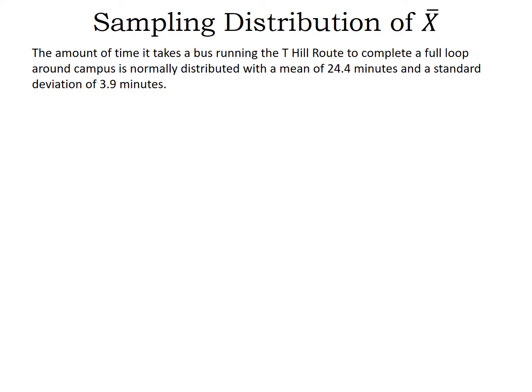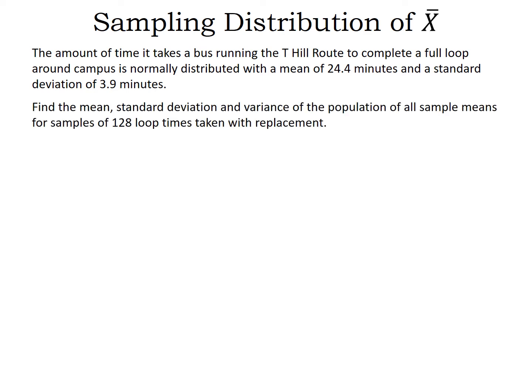Let's take a second look at these examples. This time we're measuring the time it takes for the Hill route of the T to make a full loop around campus. On average, it takes about 24.4 minutes with a standard deviation of 3.9 minutes. We want to find the mean, standard deviation, and variance of the population of all sample means for samples of 128 loop times, again taken with replacement, which makes them independent.